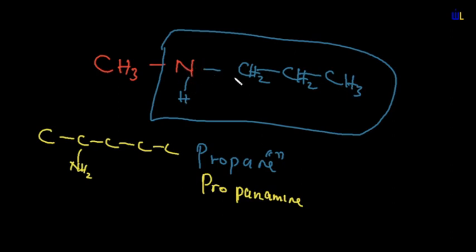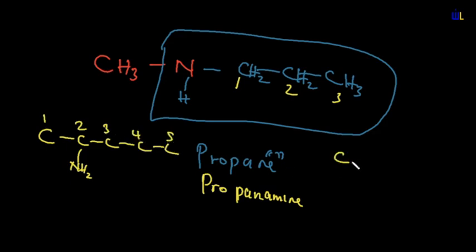So we have that. If we are numbering, we have to number from this end: 1, 2, 3, and that's that. But in the case of this particular structure, we'll have to number from this side because it's closer to the amine than this one. So that's going to be 1, 2, 3, 4, 5.